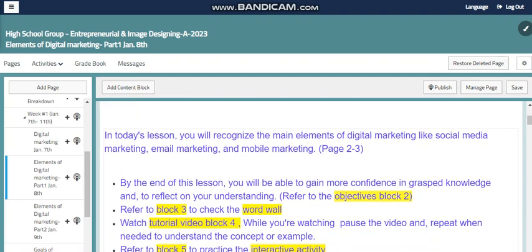We'll go over the elements of digital marketing, where we will talk about social media marketing, email marketing, and mobile marketing, which are certain topics related to digital marketing. We have to understand what they are and how they are considered elements of digital marketing.